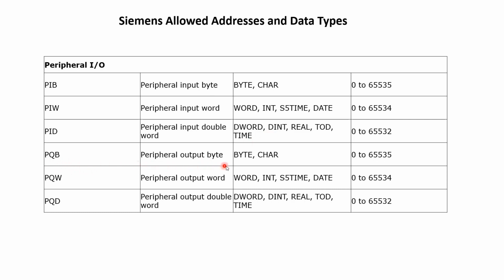PQB talks to peripheral output byte. Okay. PQW talks to peripheral output word. PQD talks to peripheral output double word. This talks to raw values at the physical device, where the device is actually connected in the input or output module. Okay, remember I is for input, Q is for outputs. Okay.